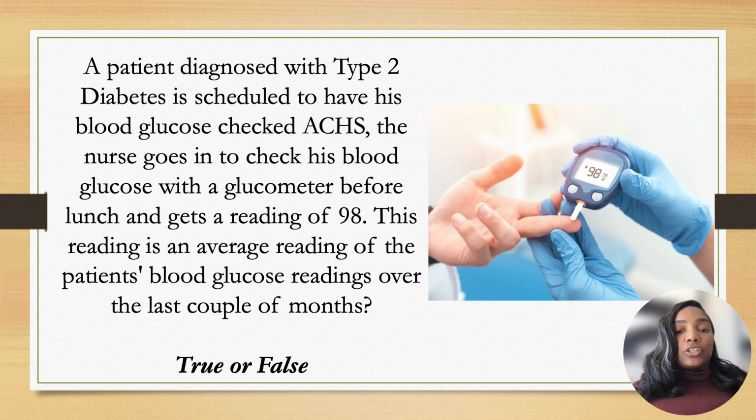A patient diagnosed with type 2 diabetes is scheduled to have his blood glucose checked, ACHS. The nurse goes in to check his blood glucose with a glucometer before lunch and gets a reading of 98. This reading is an average reading of the patient's blood glucose reading over the last couple of months. True or false?